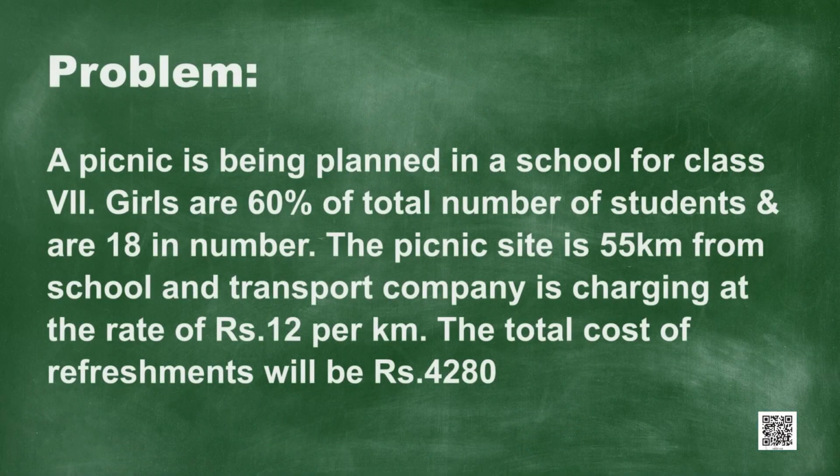Well students, now we have seen the conversion of ratios to percentage and percentages to ratios. Now, let us try to solve a very interesting problem on students' picnic. A picnic is being planned in a school for class 7. Girls are 60% of the total number of students and are 18 in number. The picnic site is 55 kilometers from the school and the transport company is charging at the rate of rupees 12 per kilometer. The total cost of refreshment will be rupees 4,280.